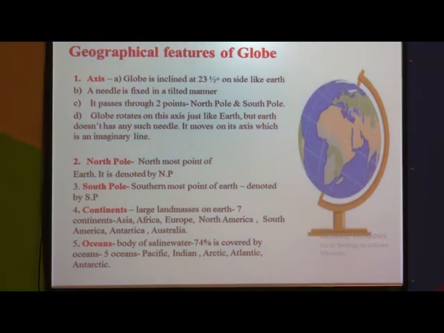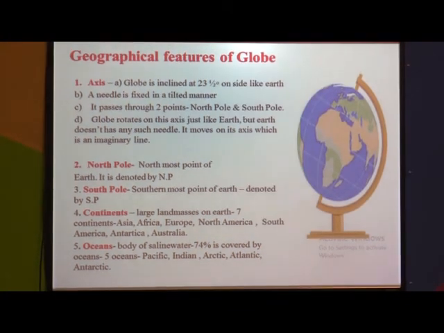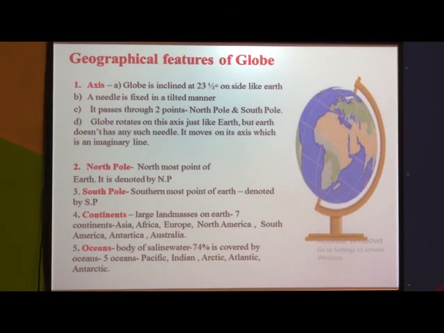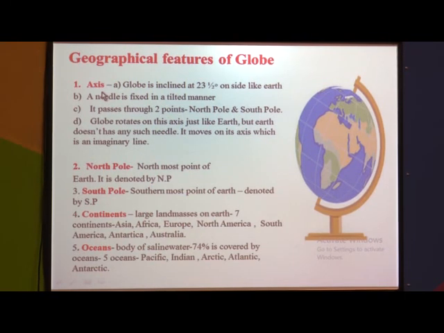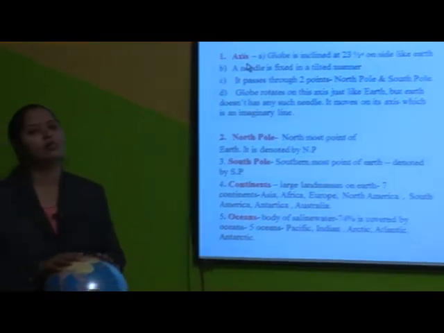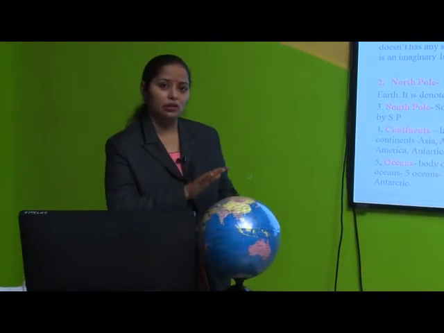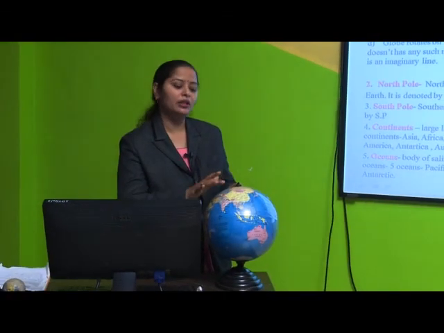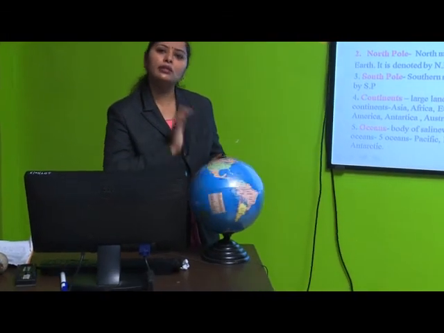Now children, let us see some geographical features of this globe, okay. So what are the geographical features of this globe? So first one is axis, okay. So children, what is this axis? As I have told you, this axis, this is a needle, okay, a needle that is inserted inside this globe is called the axis, and the earth rotates around this axis.